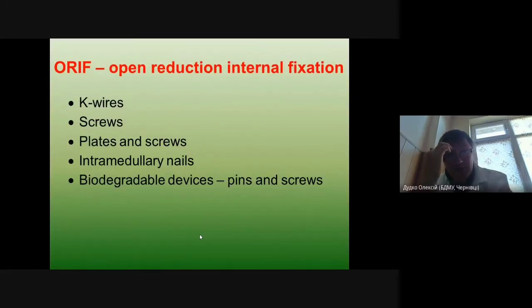So the main devices that we use are K-wires, screws, plates, intramedullary nails, and new devices that we have started to use: biodegradable pins and screws. Biodegradable plates in orthopedics are still not in acceptable use because they are still in development. But if we talk about stomatology, craniofacial surgery, they have used mini plates made of biodegradable implants for quite a long period of time.